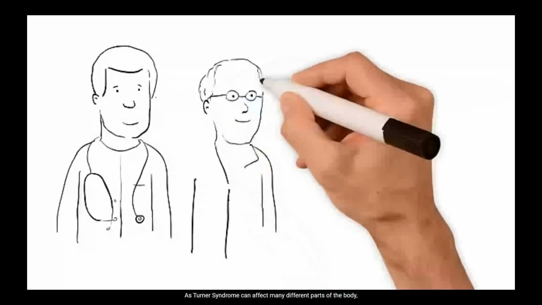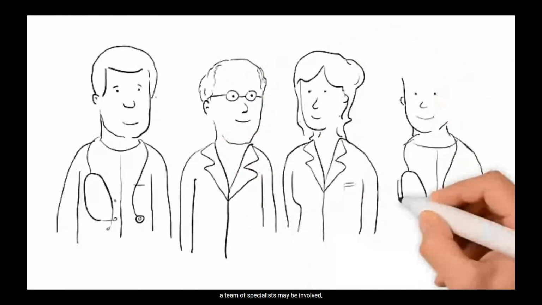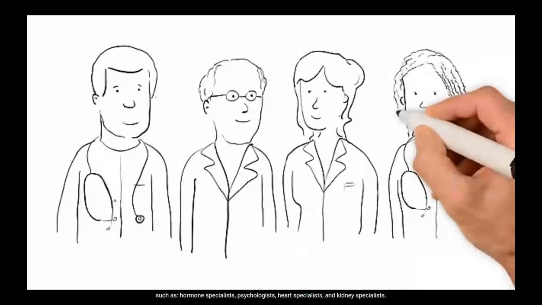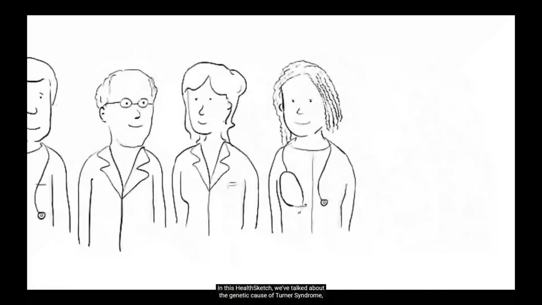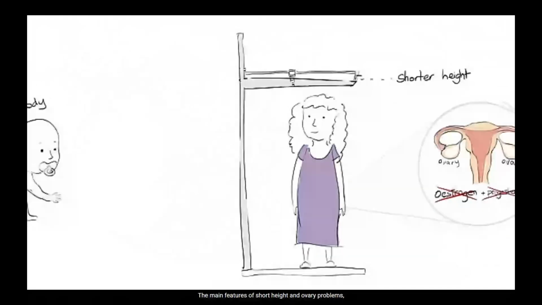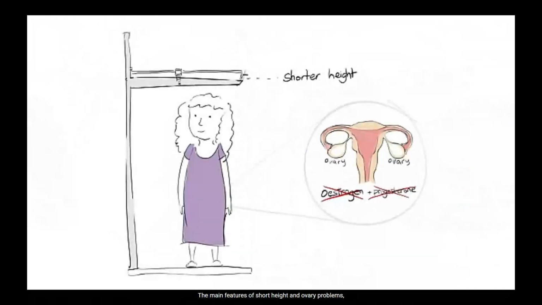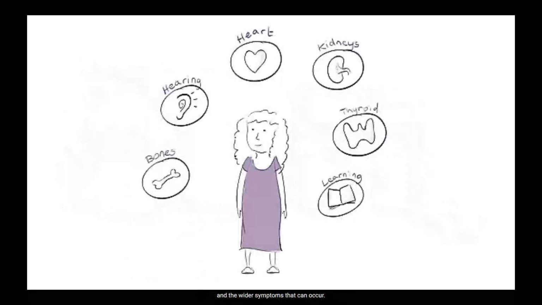As Turner syndrome can affect many different parts of the body, a team of specialists may be involved, such as hormone specialists, psychologists, heart specialists, and kidney specialists. In this health sketch, we've talked about the genetic cause of Turner syndrome, the main features of short height and ovary problems, how this can be treated with hormone therapy, and the wider symptoms that can occur. We hope this health sketch has been helpful for you and those around you.